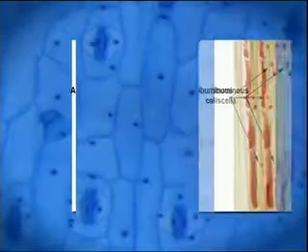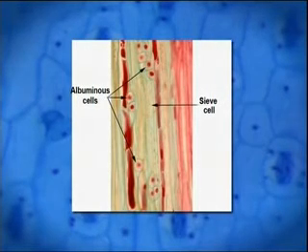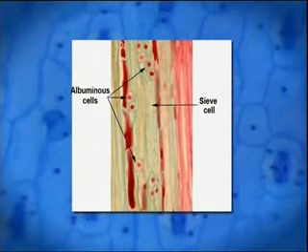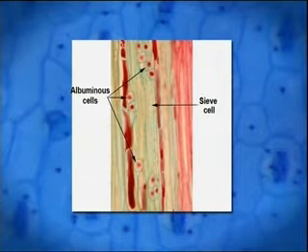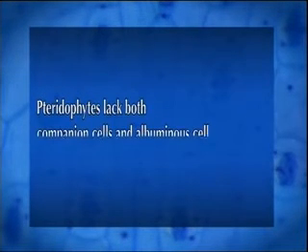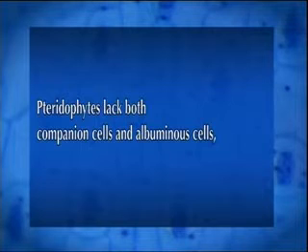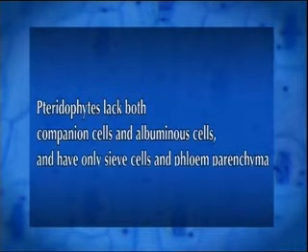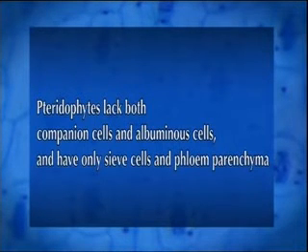In gymnosperms, typical companion cells are lacking in the phloem, but they have specialized cells called albuminous cells that are thought to serve the same purpose. Pteridophytes lack both companion cells and albuminous cells and have only sieve cells and phloem parenchyma.